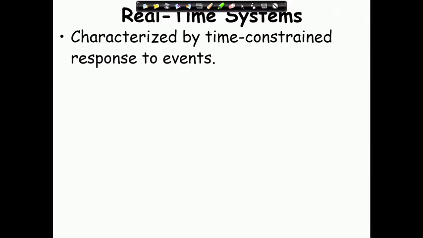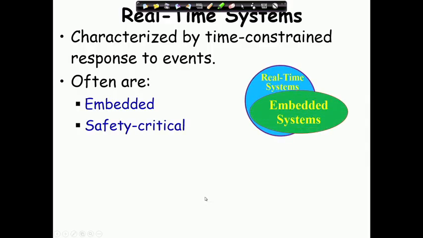So, in every real time system, we have events occurring and then the action must be taken before some time. So, that we call as the time constrained response to the events, and often these systems are embedded and safety critical. So, we will see what is an embedded system and what is a safety critical system.